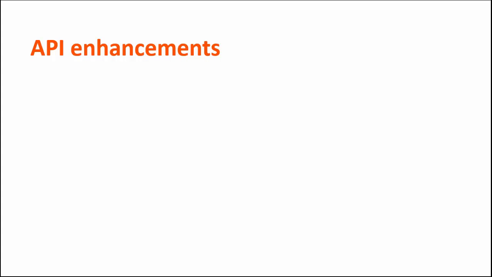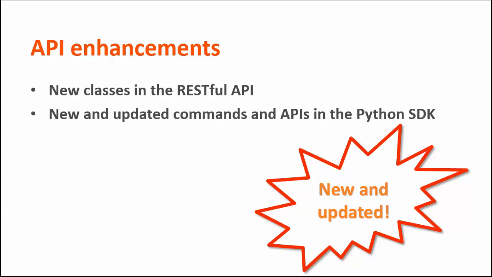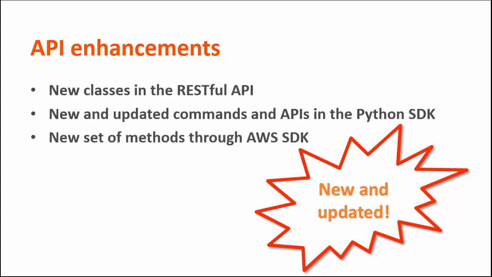API enhancements include new classes added to the RESTful API, commands and APIs added and updated in the Python SDK, and as mentioned previously, the Amazon Web Services SDK provides a new set of methods for API access to the BMC Cloud Lifecycle Management stack and the AWS Cloud.